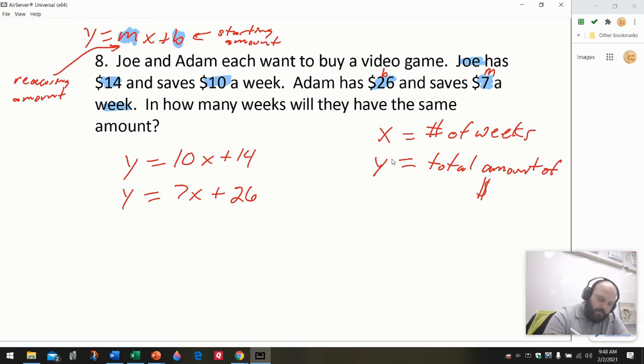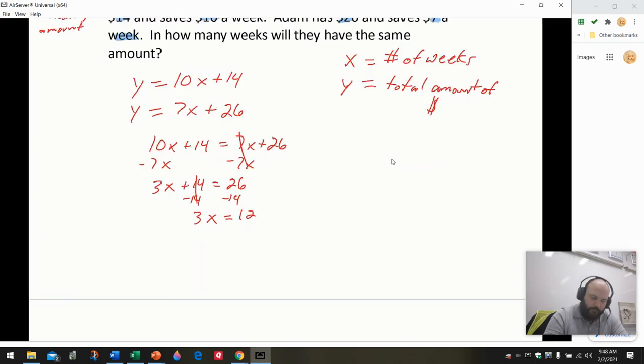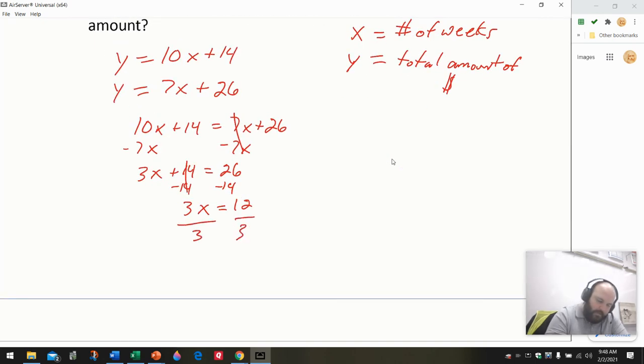So to use substitution, we're simply going to set both equations equal to one another. So 10x plus 14 is equal to 7x plus 26. I'm going to subtract 7x from both sides. I get 3x plus 14 equals 26. I'm going to go ahead and subtract 14 from both sides. 3x is equal to 12. And last, I'm going to divide by 3. And x equals 4. Okay.